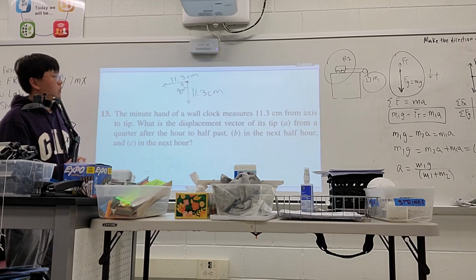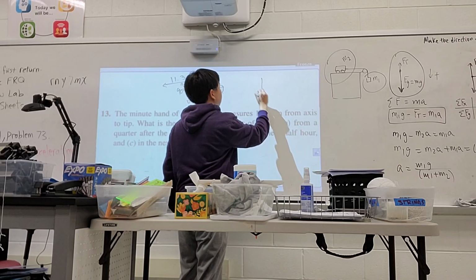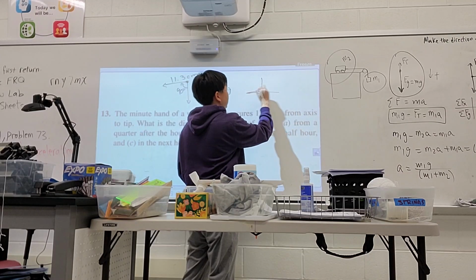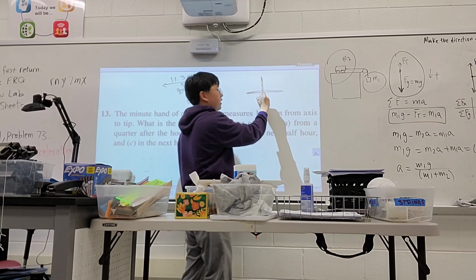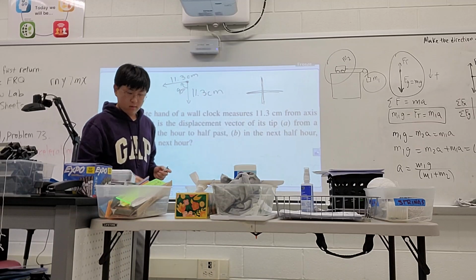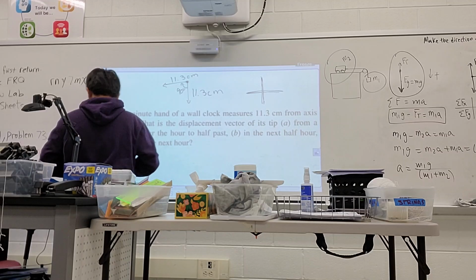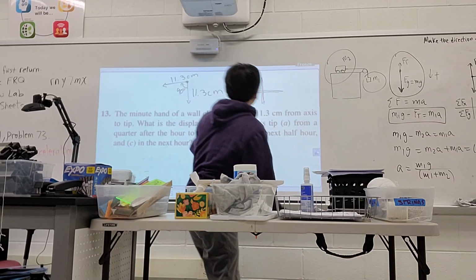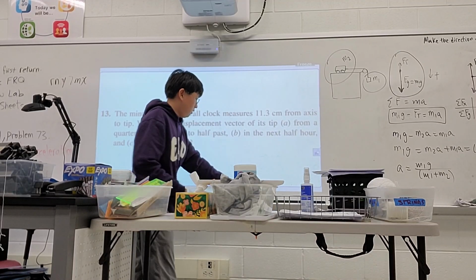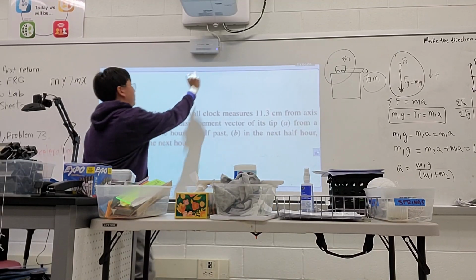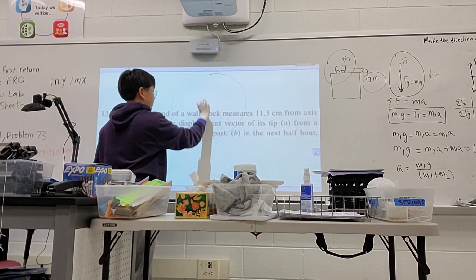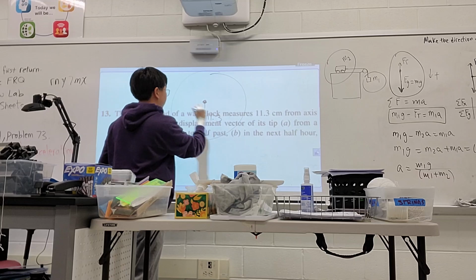When you think of a coordinate system, what is i? i is x. Imagine this is i, and this is j, right? What is i here? Negative 11.3. Yeah, exactly. Let me make this a little more visible. So, it's a clock. Makes sense. Big clock, big circle. We have a center, and it starts here, 11.3. Now it goes here.